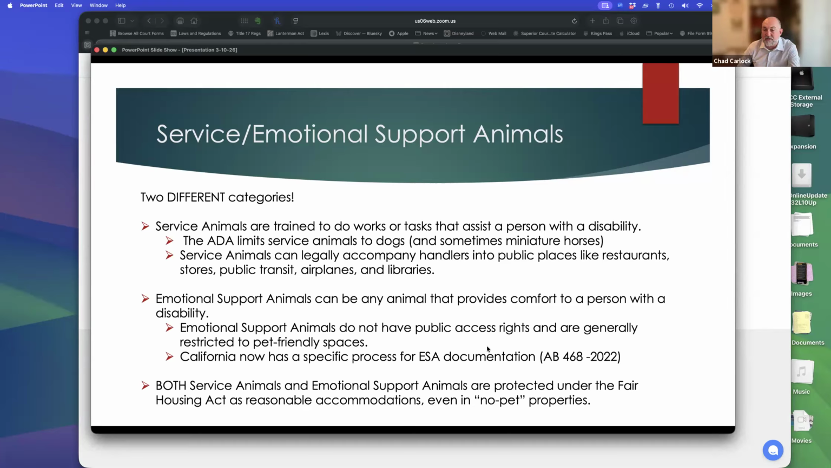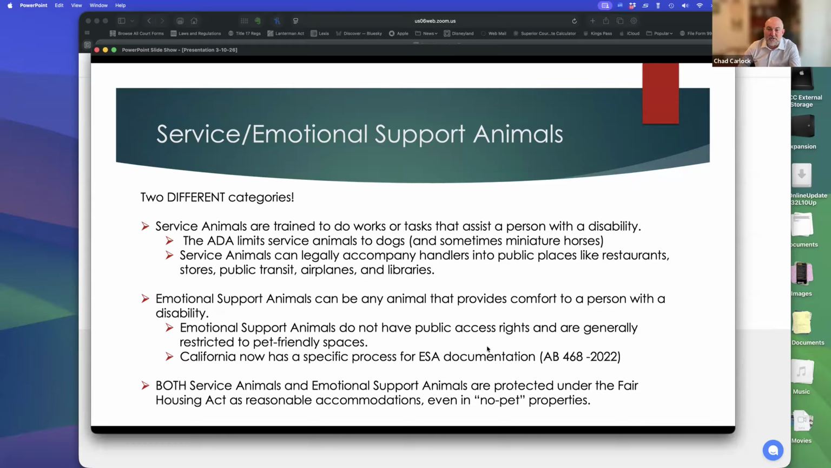Part of the accommodation is also that you cannot charge an additional pet deposit for an accommodation animal. You can still deduct for damages caused by that animal out of the regular security deposit, but you can't charge an additional pet deposit for emotional support animals or service animals.